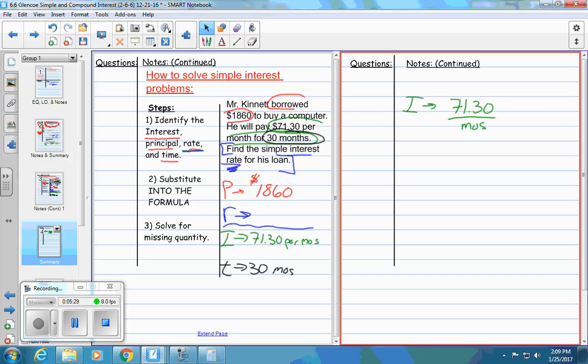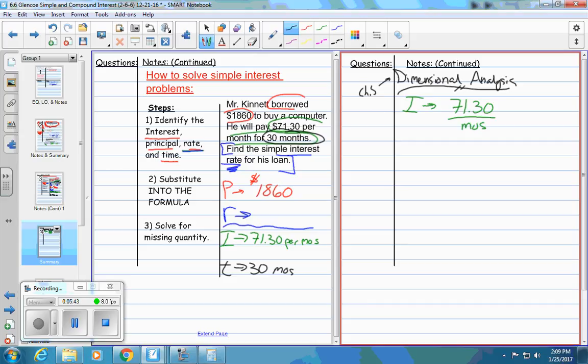And what we're using here is dimensional analysis. This is from Chapter 5. We're converting units or rates. So if you're having trouble with this, this is dimensional analysis from Chapter 5 that we're using as a skill here to help us. So we have 71.30 per month.